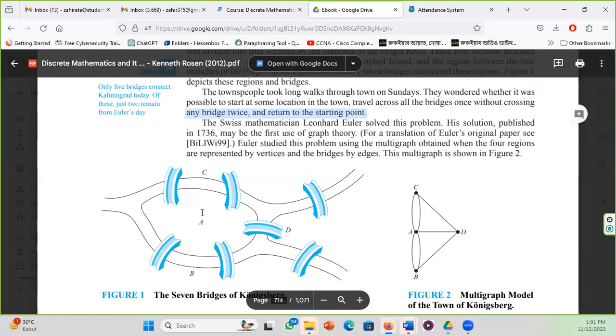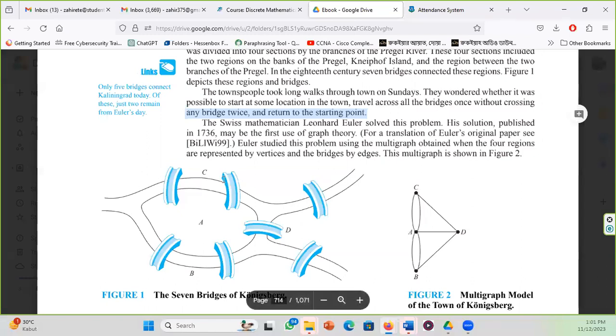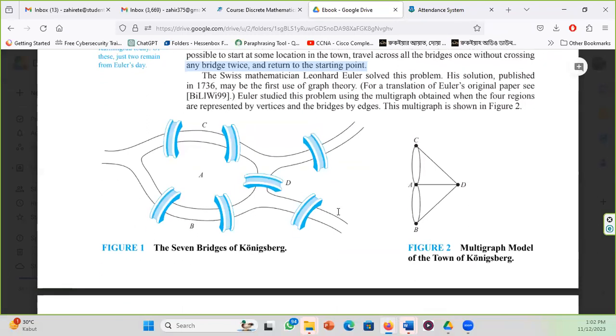For example, there are 4 points given, A, B, C, D. You can start from any one of the points, then travel all the bridges exactly once and return back to it. It is called basically the Euler path or Euler circuit. Got my point? Yes, sir.